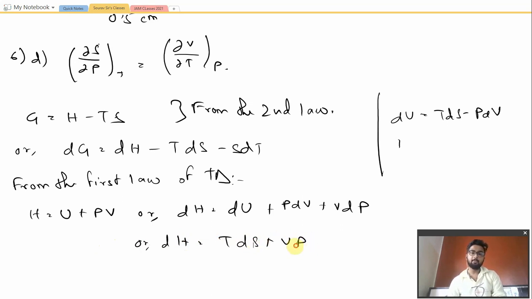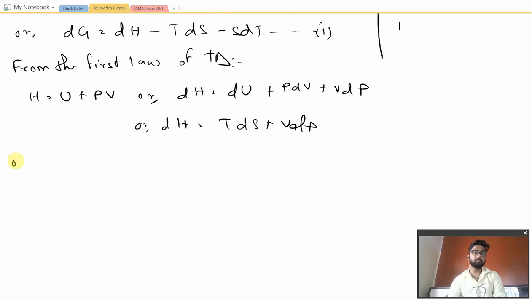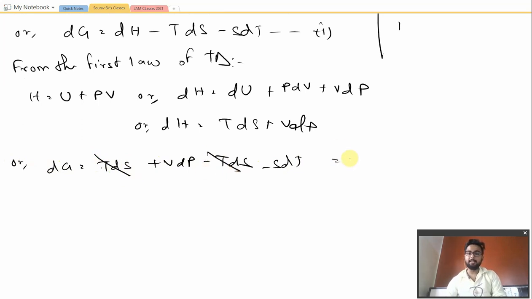Now putting this value of dH in equation number 1, we will get the value of dG from there. dG is equal to TdS plus VdP minus TdS minus SdT. So we cancel out the TdS terms over here, and we get dG is equal to VdP minus SdT.